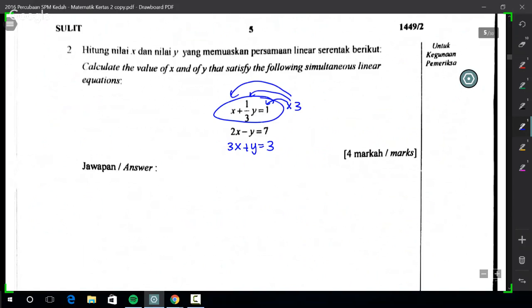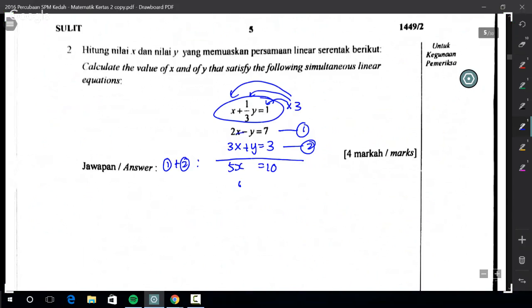So therefore, after that, I will use elimination method. This is first equation. This is my second equation. So over here, I use my first equation minus my second equation. Definitely in this case, you cannot minus. If you minus, negative y minus y again, you get negative 2y. You cannot eliminate y, so I have to do plus. So 2x plus 3x, I get 5x. Negative y plus positive y, I get 0. 7 plus 3, I get 10.